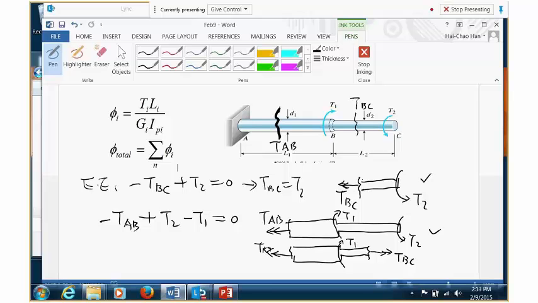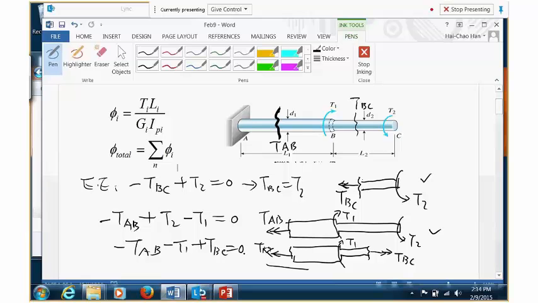Yes, so this equation you can derive anyway, right? So the one will be equal to the other two combined. All right? Okay, now what about this one? If we use this very last free body diagram, what's the equation? So you're going to have minus TAB, right? Then minus T1, and then plus TBC equals 0.